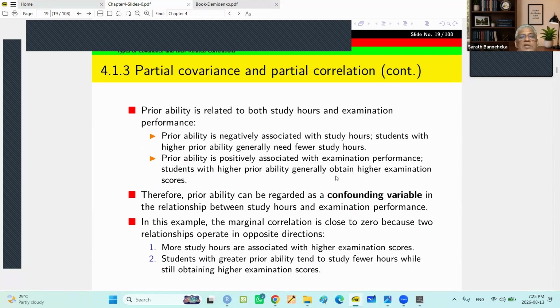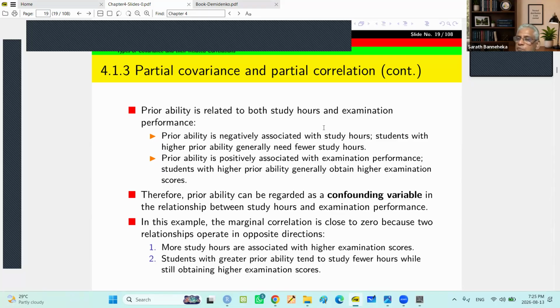In this case, the prior ability is related to both study hours and examination performance. But the prior ability is negatively associated with the study hours. Students with higher prior ability generally spend a small number of hours studying. So there is a negative association between the prior ability and the number of study hours. On the other hand, prior ability is positively associated with examination performance. Examination performance is higher for those who have higher prior ability, right?